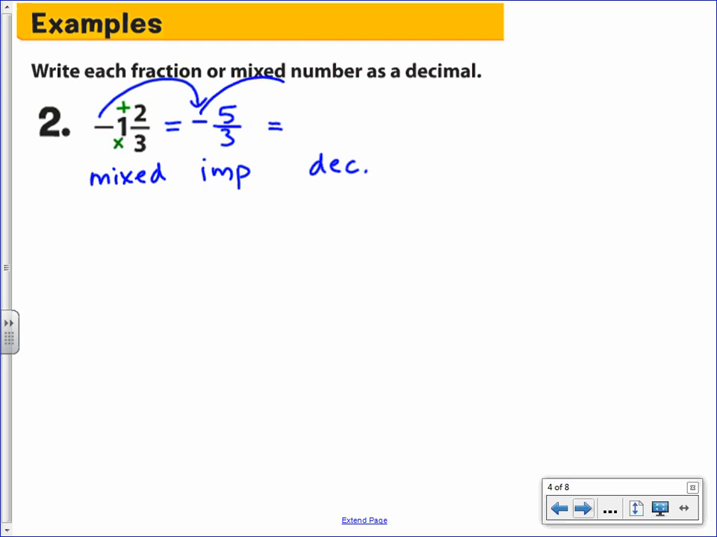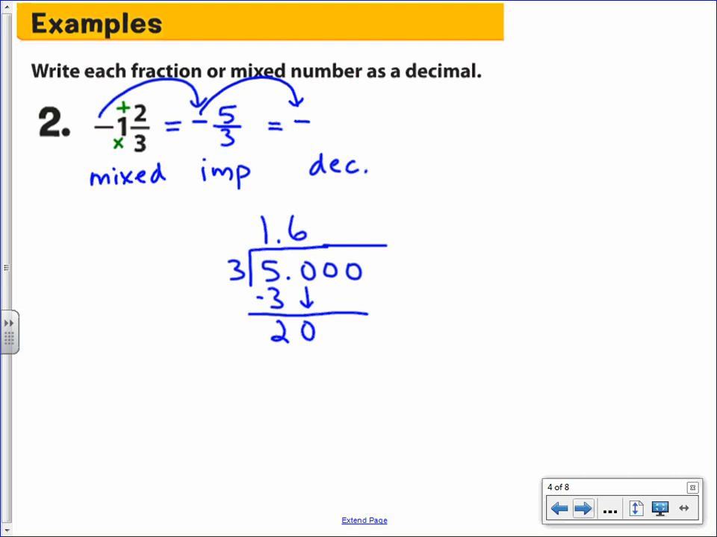Again, I like to just carry my negative over. It's not going to change, it's still going to be a negative. So I'm going to say 5 divided by 3. 3 goes into 5 one time. 3 times 1 is 3, and that leaves us with 2, and I bring down my 0. 3 goes into 20 6 times. 6 times 3 is 18, brings me 2 left over, and I bring down the 0.